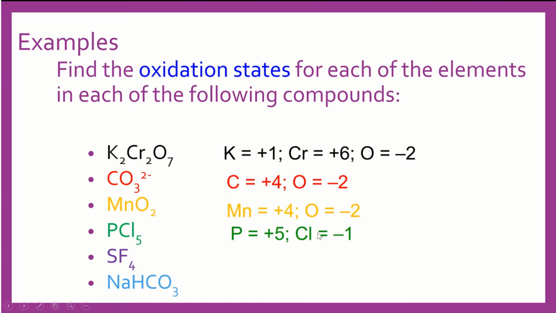PCl5. Chlorine is the more electronegative element, so he gets his charge. His charge is -1. I have 5 of them. Phosphorus, in this case, must have a positive 5 oxidation state. Sulfur tetrafluoride. Fluorine is the most electronegative. Give him his -1. Because there are 4 of him, that must mean that sulfur has a positive 4 charge all by himself to cancel out those 4 negative 1 charged elements.